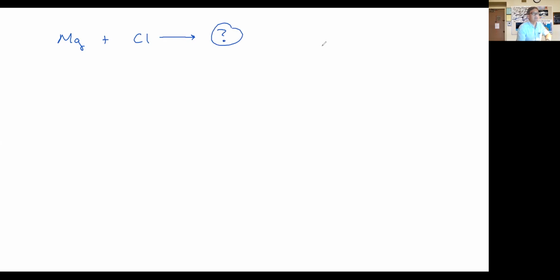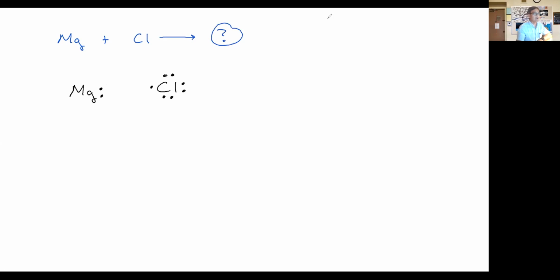All right, so let's start out then. Let's write out the Lewis dot structure for each one of these. Magnesium has two electrons, and they are paired. Again, make sure you are able to do that. And chlorine has 7 electrons, 6 of which are paired up.